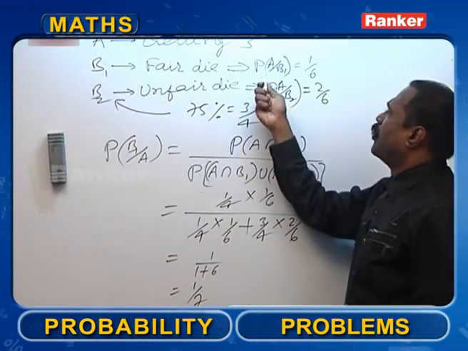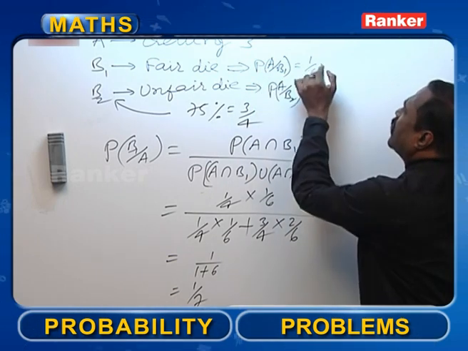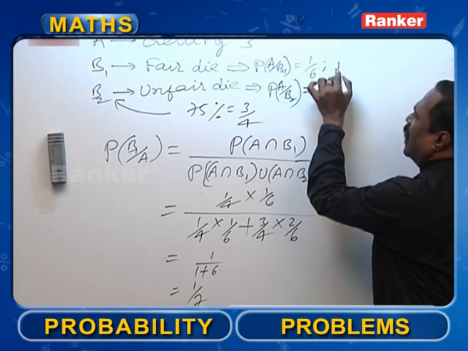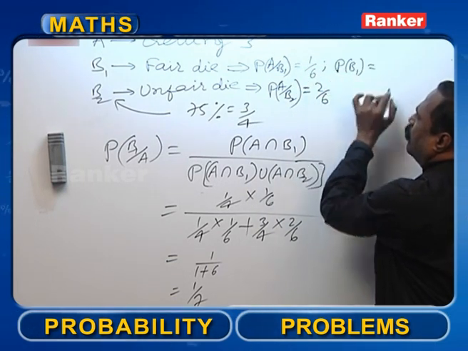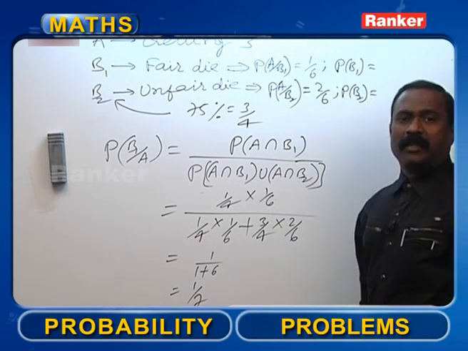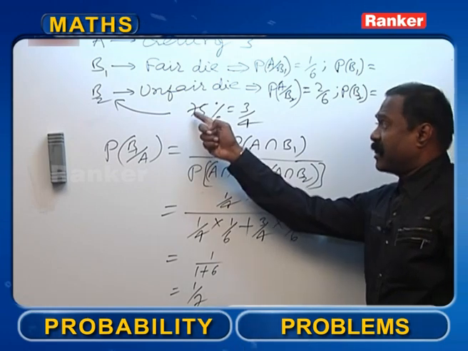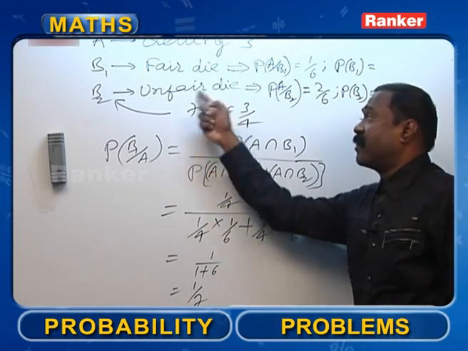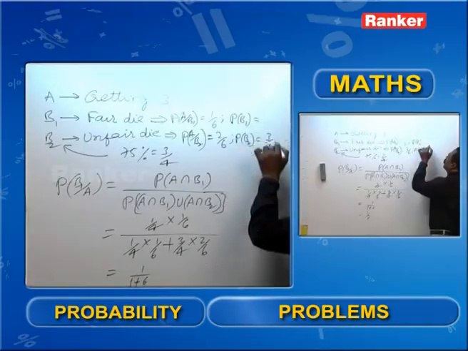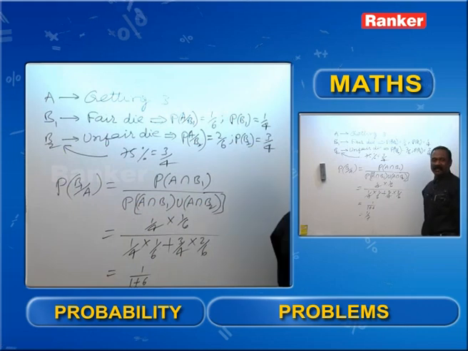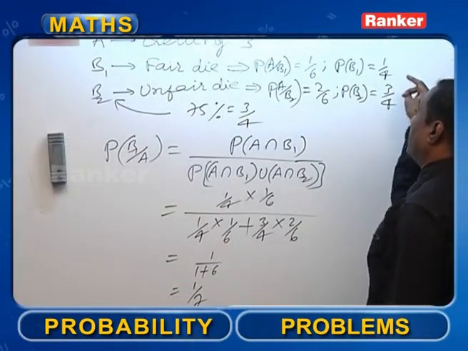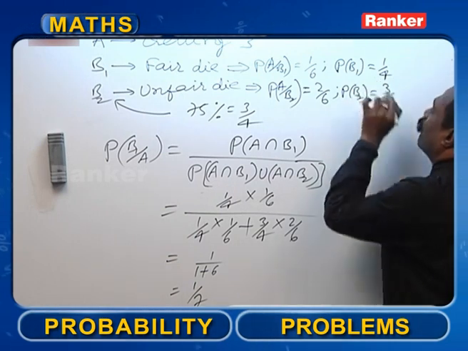So what is the probability of picking up B1? Let me write that also, because I didn't write that. P of B1. And what is the probability of picking up B2? B2 is given as having, due to some magnetic attraction, 75% chances. So 75 by 100 is nothing but 3 by 4. When it has 3 by 4 chances, B1 will have 1 by 4, obviously, because only two exhaustive events are there, B1 and B2. The sum should be 1.